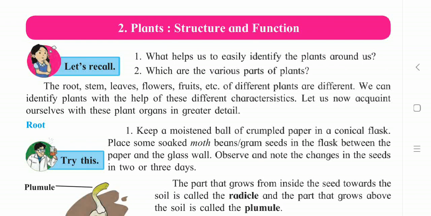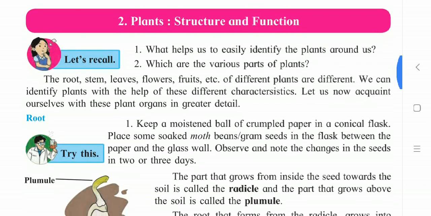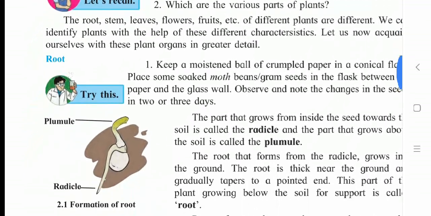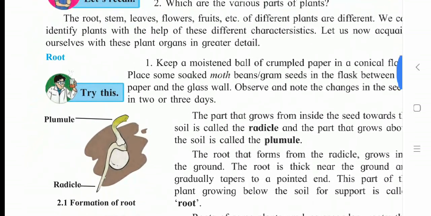In Marathi it's called हरभरा, भिजवलेला हरभरा किंवा मटकी किंवा वटाण्याची भाजी मम्मी करते, मोड आलेले, that type of variety. You can see this in the diagram, formation of root.